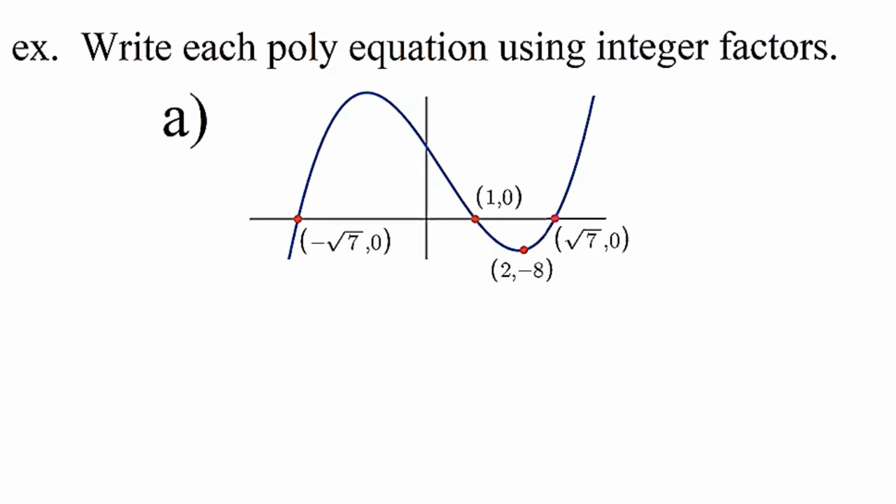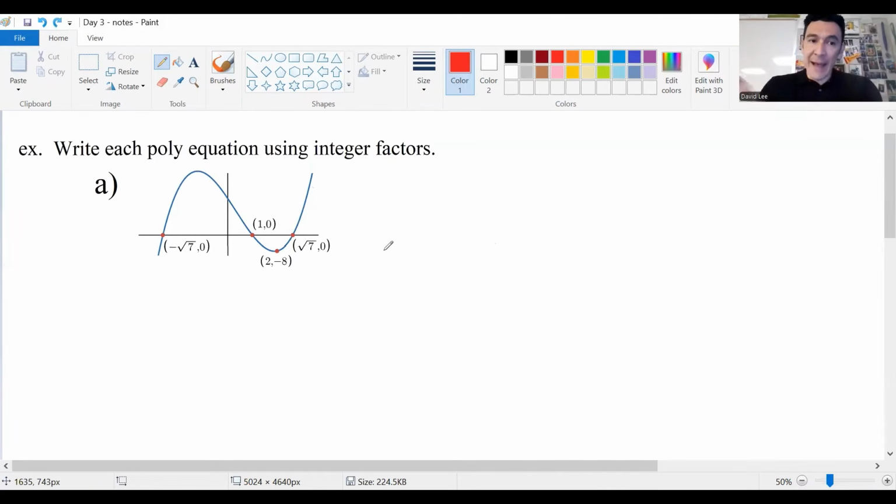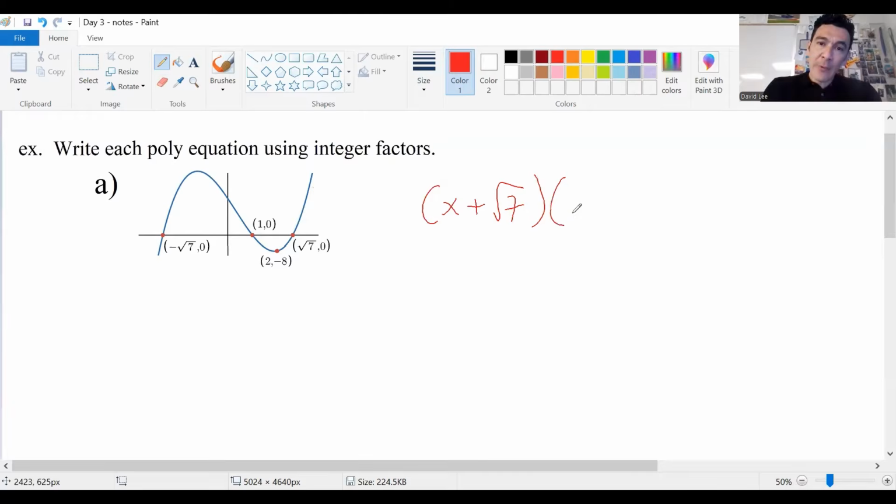Okay, so we want to write the equation of this polynomial using integer factors. So please copy all this down. Let's try two examples here today. So write down your factors. They would be x plus square root 7. They would be x minus square root 7. And then we have x minus 1.